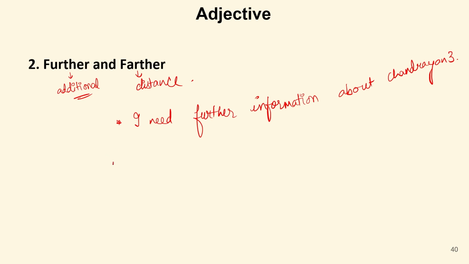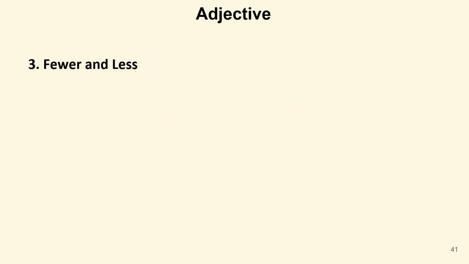But if I say farther, her house is farther from mine. So the word farther shows the distance. It means my house is farther than hers, or her house is farther than mine. It shows the distance between the two things, that is farther. So there is a difference between further and farther. Fewer and less. Fewer is generally used with countable nouns, whereas less is used with uncountable nouns.